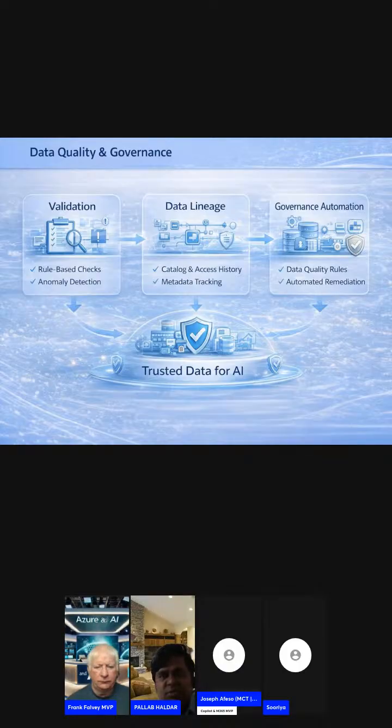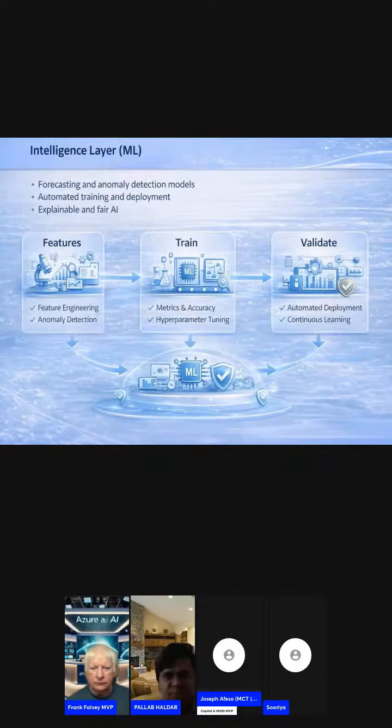Apart from that, there is governance automation, which includes data quality rules as well as automated remediations. So these are all the steps. There are more than 50 steps measured for data governance and quality, but I have mentioned a few in my presentation. These are the basic steps that you need to apply before you go to the next step.